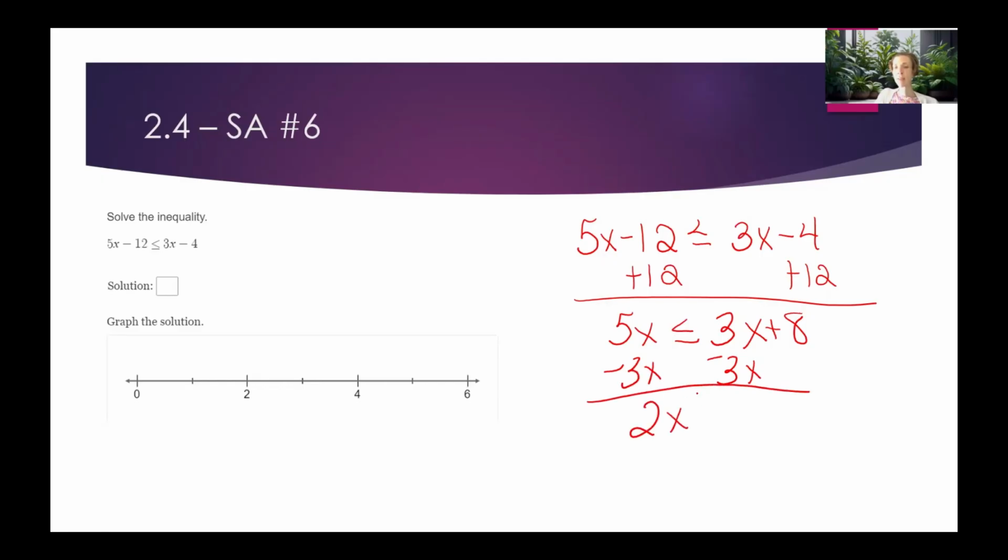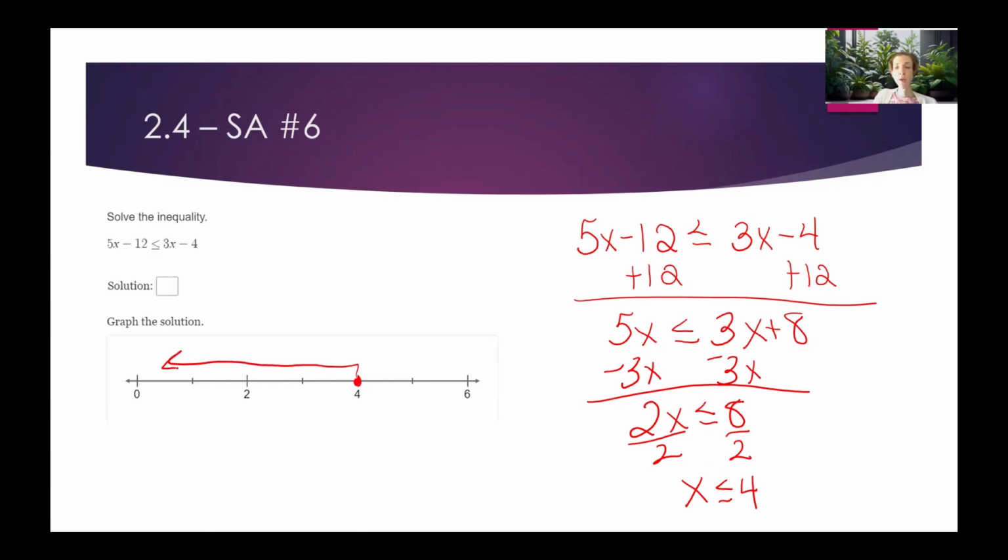So we get 2x is less than or equal to 8. Then what do we do? We divide by 2, right? So x is less than or equal to 4. And so I'm going to have a point on 4. Is it going to be an open circle or a closed circle? It's going to be a closed circle. And I'm shading to the left, right?